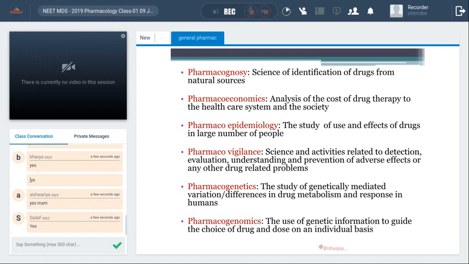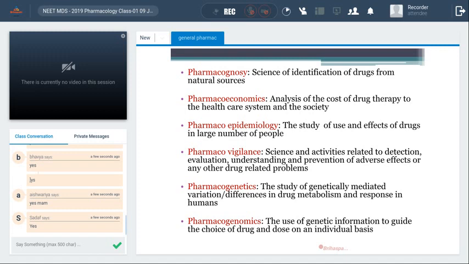Fine. First thing is pharmacognosy. Pharmacognosy is actually a part of pharmacy. It doesn't come under pharmacology, but still we will see. Pharmacognosy means it's the science of identification of drugs from natural sources. It could be a plant product, it could be an animal product, it could be from a mineral like calcium, iron, gold salts, etc. So anything from a natural source, identification is called pharmacognosy.